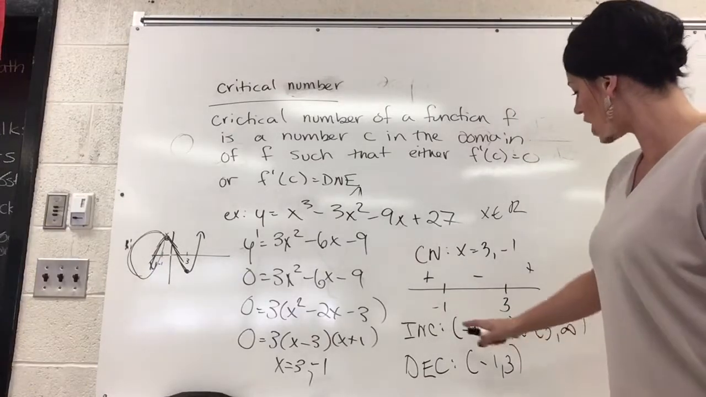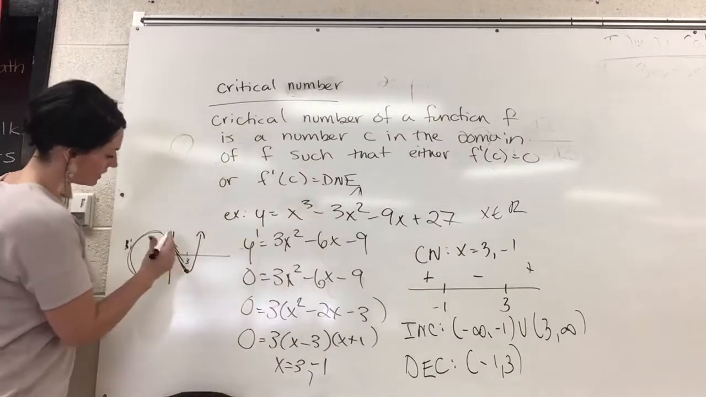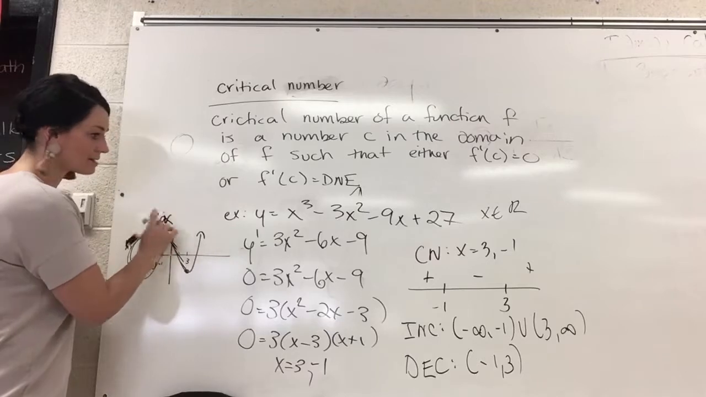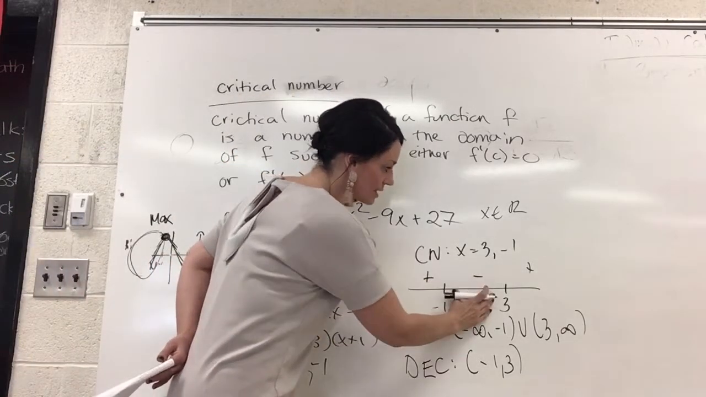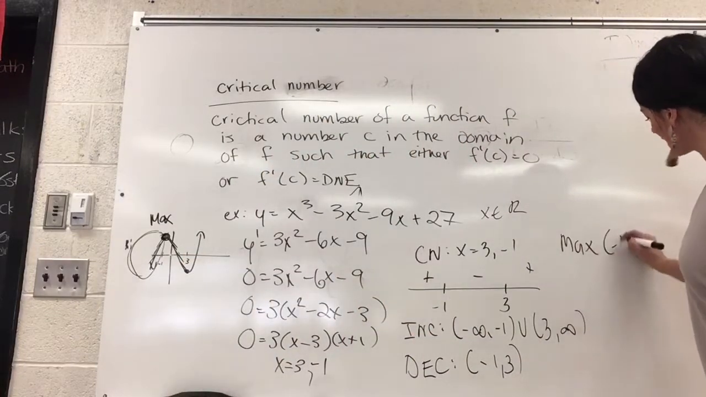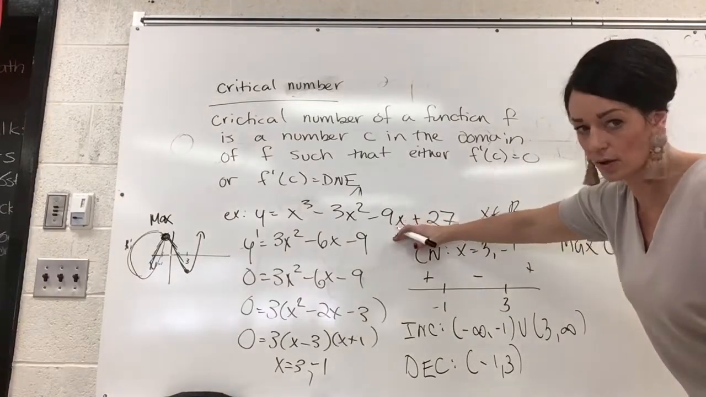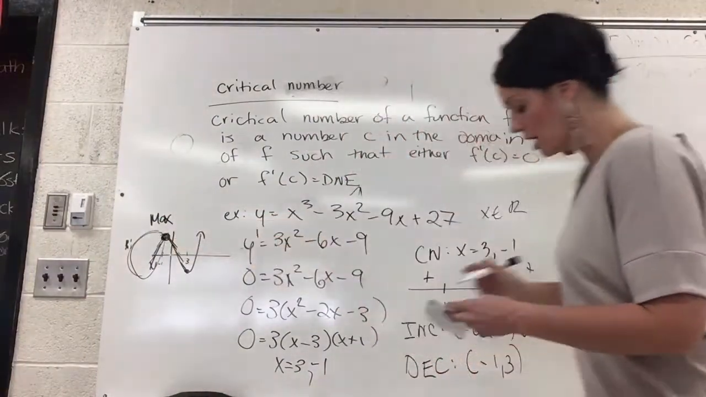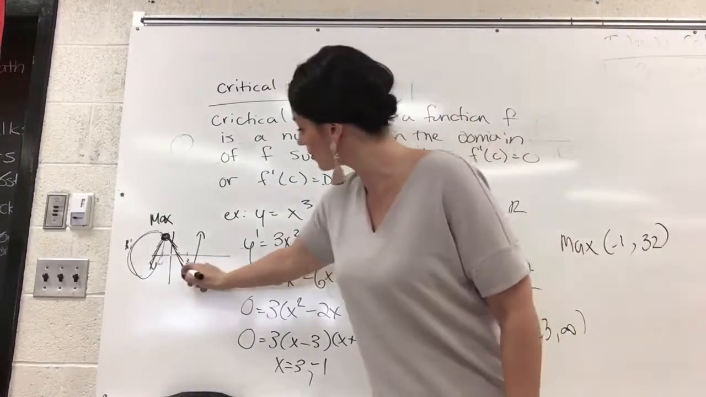So since I know my graph, what happens when I go from increase to decrease? Basically, I'm asking you, is that a max or a min? Hopefully you know that that's a max. So a max happens when you have a change from increase to decrease. So I have a max where x is -1, and I need to get the y value. I plug it into the original equation, because what I'm looking for right now is this actual point, okay? So when I plug that into the original, I get 32.